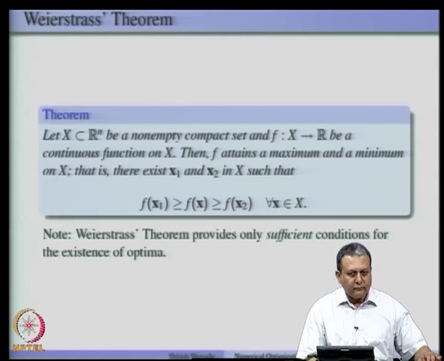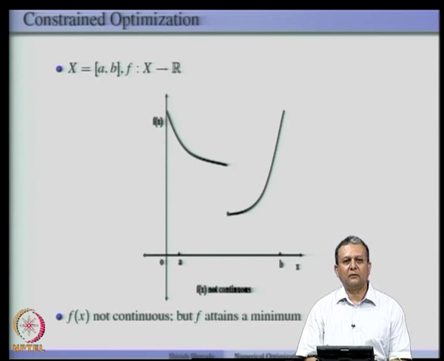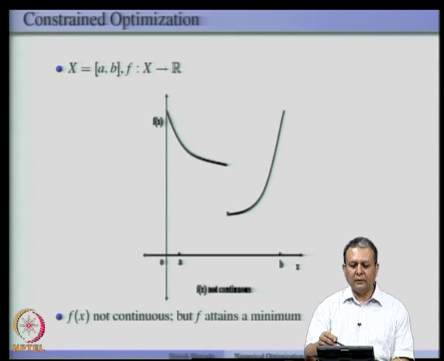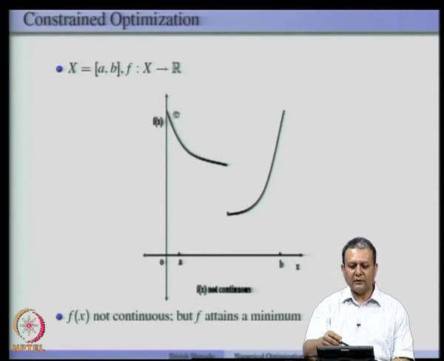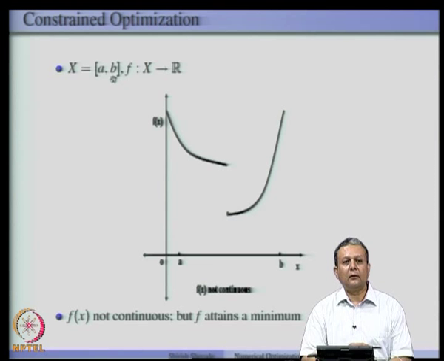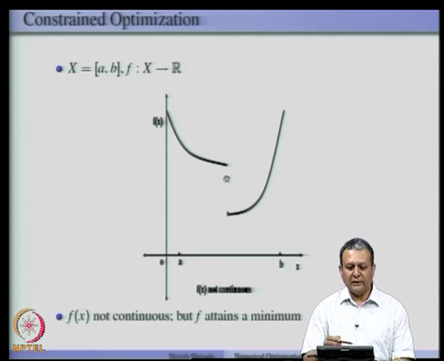For example, suppose we take a function f. I have not written the explicit form of this function here, but assume that the function has a form like this. Now, the function is defined on a closed interval a to b. The closed interval a to b is a closed and bounded set and hence it is compact, but the function f is not continuous here. You will see that there is a break in the function at this point.